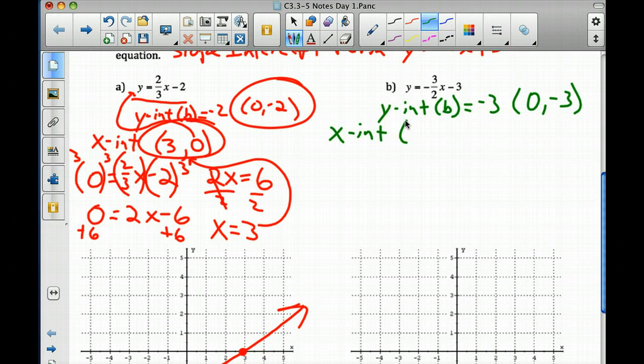Now, the x-intercept is the point something, comma, 0. We don't know the something yet. We don't know the x value of it. We know the y value has to be 0. Everybody take the 0, plug it in for the y, and let's solve for x. 0 equals negative 3 over 2x minus 3.